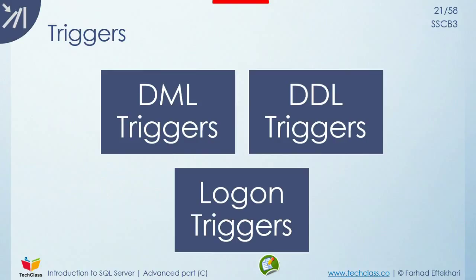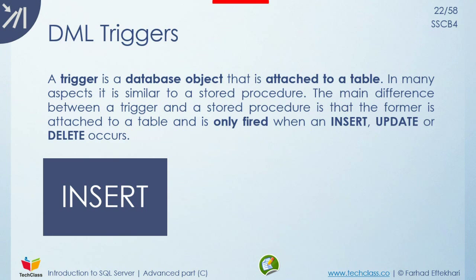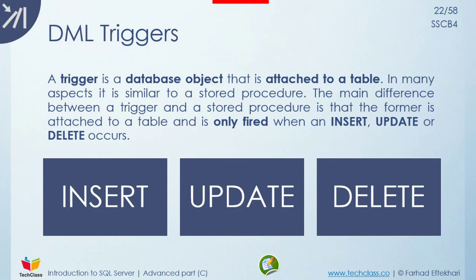Let's get introduced to triggers. We have three types of triggers in MS SQL Server: DML triggers, DDL triggers, and logon triggers. A trigger is a database object that is attached to a table. In many aspects, it's similar to stored procedures. The main difference between a trigger and a stored procedure is that the former is attached to a table and is only fired when an insert, update, or delete occurs. We have insert trigger as a DML trigger, update, and delete.